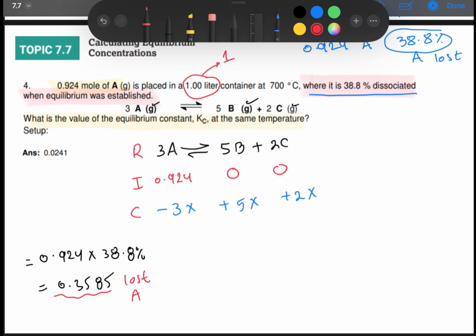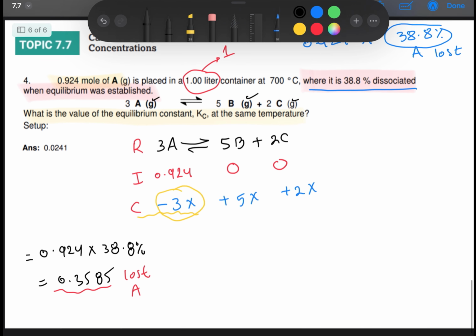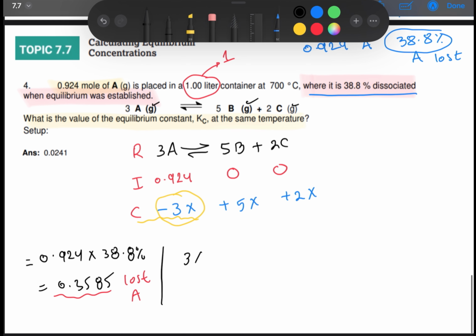Okay, so if you go to the expression in here, you can notice that the 3x here represents the loss. What I have to say, okay, the 3x is equal to 0.3585. If you divide it by 3, then the value of x is equal to 0.1195. So I can say, yes, everybody's happy. I determined the value of x. Then I have to substitute the values of x in here.